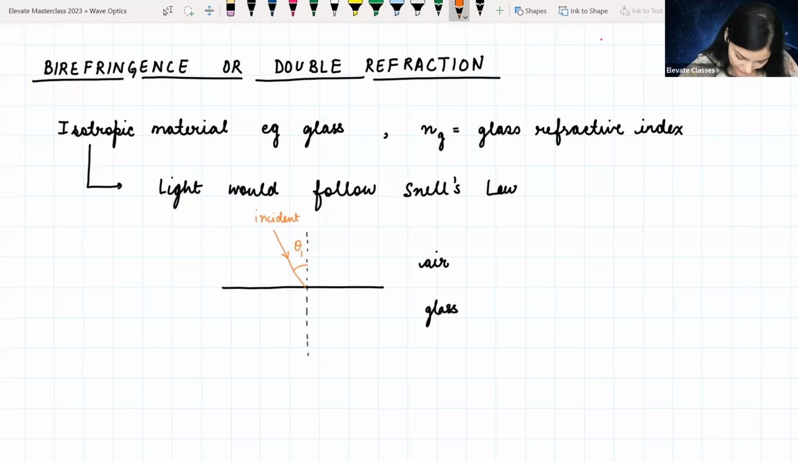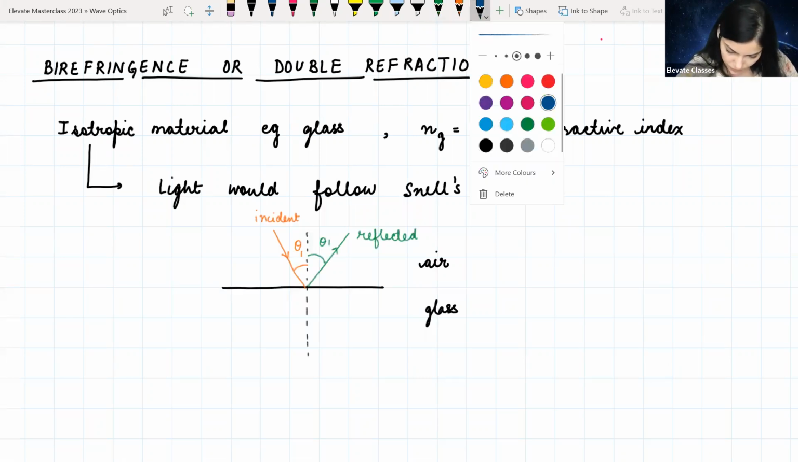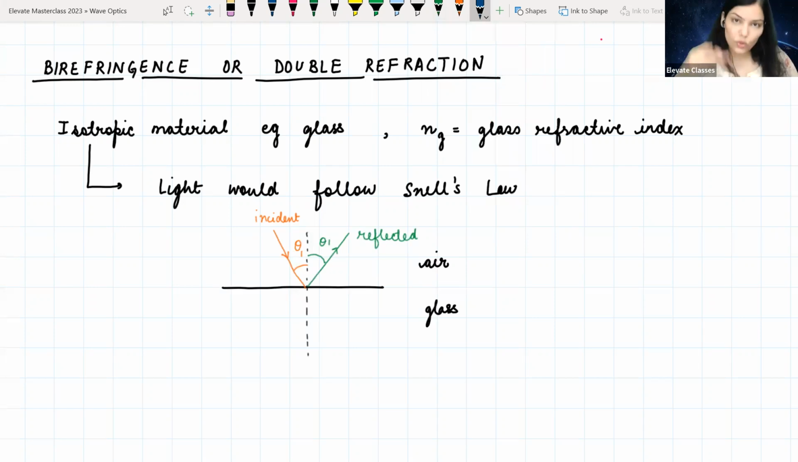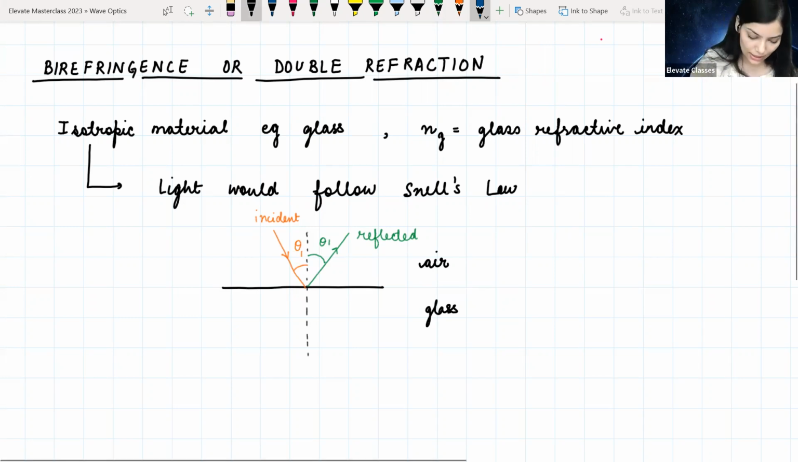And then some part of it would be reflected back at the same angle theta 1. So this is some reflected beam. But some part of it would pass through this interface and would travel through this other medium, glass. Okay, so now there is one acronym which you can remember.